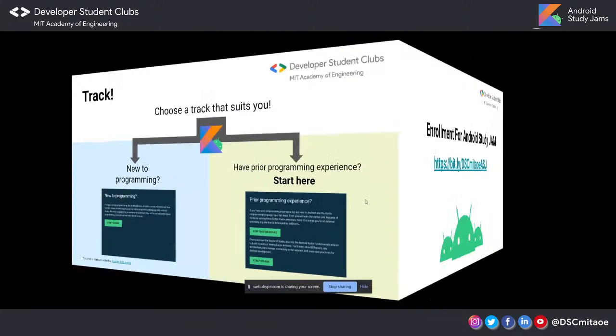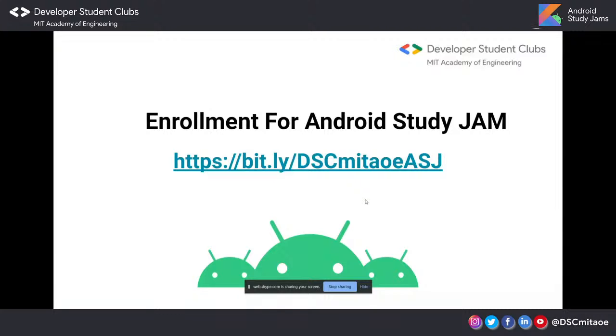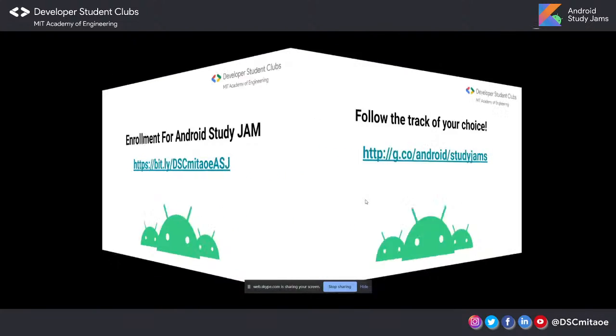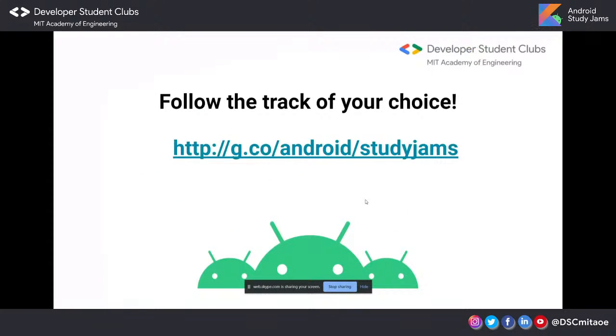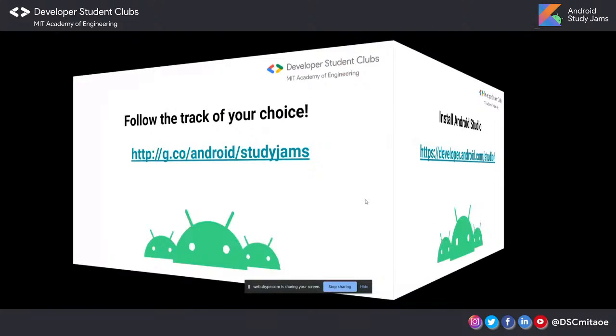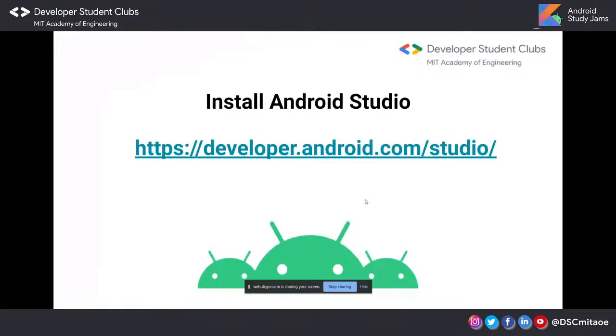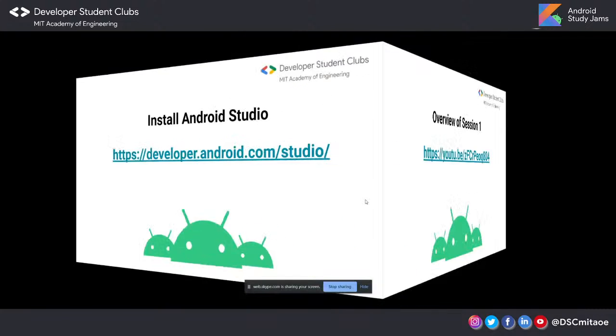And just revising the things that we did in session 1, I hope that you all have filled the enrollment for the Android Study Jam form. It will also again be provided in the video chat of YouTube. The second is to follow the track of your choice. I hope that you all have selected one path that you would follow, as most of the students have told that they are new to Android Studio. So I hope that you have chosen the first track. And this is the link for installing Android Studio. This was also shared with you prior and will be shared again. And I hope that before starting, you will install Android Studio.